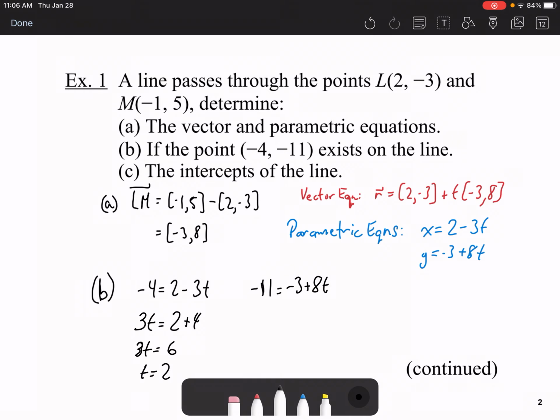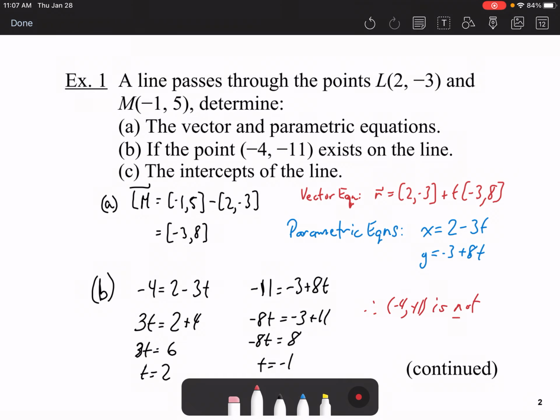And I get t equals 2. So if I move 8t to this side, -8t, -3 plus 11, -8t equals 8. That means t equals -1. So since these t values are not the same, we've shown that (-4, -11) is not on this line. These t values would have had to be the same in order to be on this line.